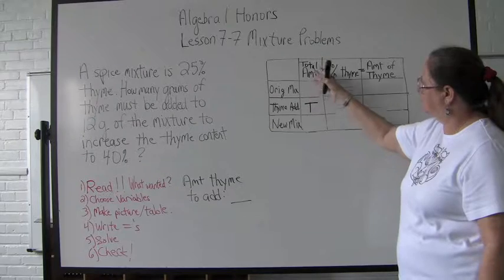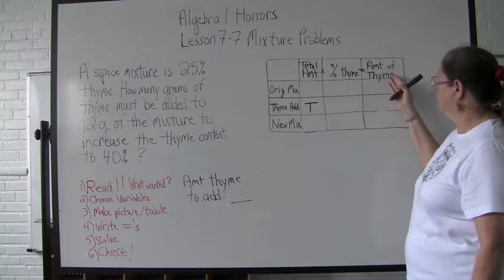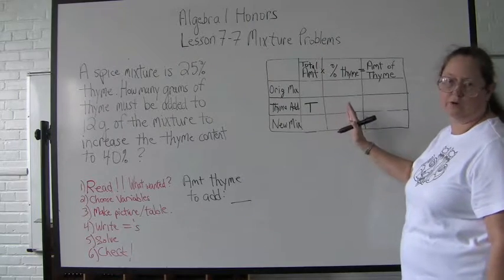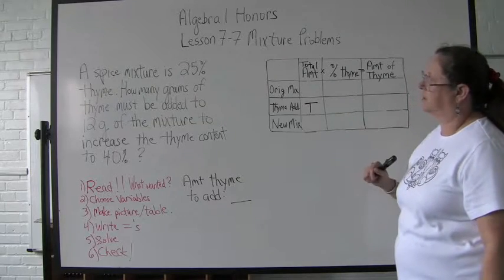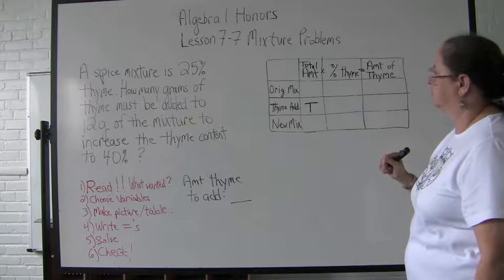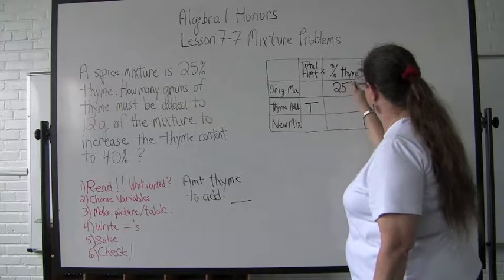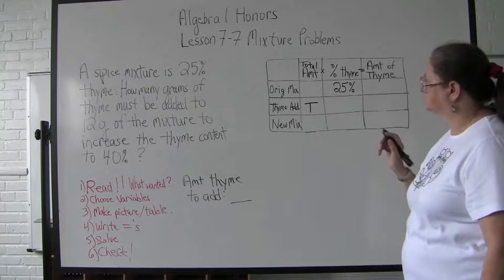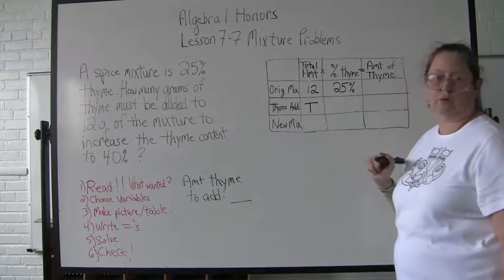Then you have the total amount of your item here, the percent that it is, and over here is the amount of thyme. So we're just going to multiply. Once you get this column and this column, you're home free. You just multiply straight across to get what goes in the last column. Looking at our original problem, we have a spice mixture which is 25% thyme. So for our original mixture, we put 25% there, and then we have 12 grams of that mixture.